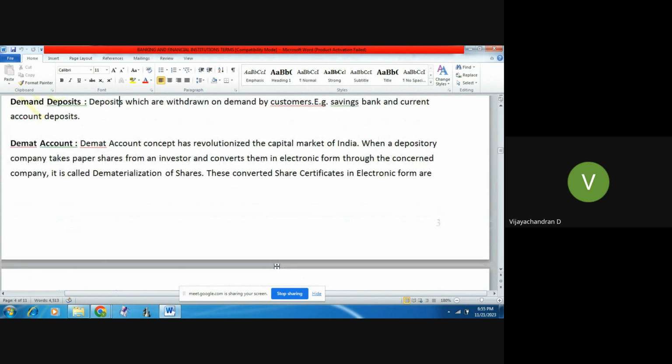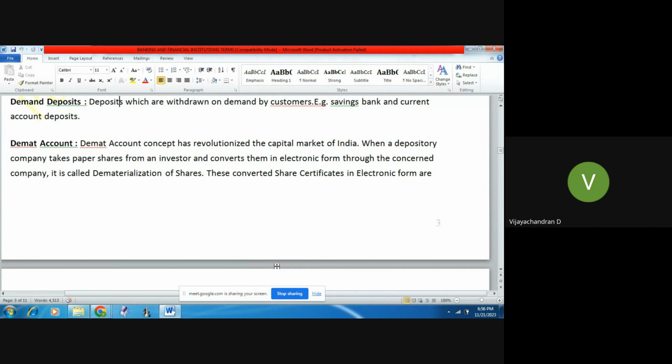Demat account, I told you, dematerialization of account. Demat means what? Dematerialization of account. It's the reverse of a physical holding of a share certificate. Whereas in the case of Demat, if you are holding any shares in any company, your shares will be stored electronically. So that is known as a Demat account.